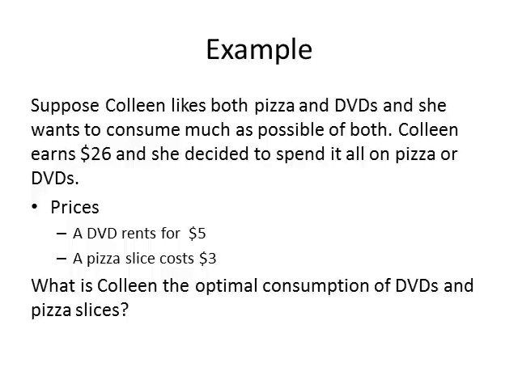Suppose Colleen likes both pizza and DVDs and she wants to consume as much as possible of both. She earns $26 and decides to spend it all on pizza or DVDs. The price of a DVD is $5 and a slice of pizza costs $3. Colleen wants to know what her optimal consumption of DVDs and pizza slices is. The first step in the process is to calculate the marginal utility of each of the goods.